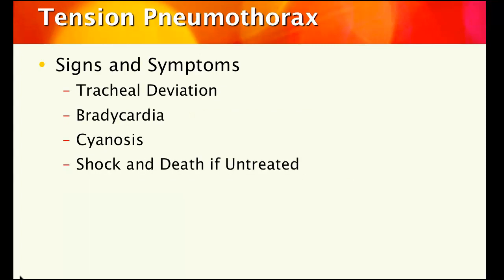And then, like I said, for your tension pneumothorax, because we're dealing with more cardiovascular compromise, you're going to see late signs of deterioration like a tracheal deviation, which means the trachea is not midline like it's supposed to be. They'll have decreased venous return, which will actually slow down that heart rate. So you'll have bradycardia. You can have cyanosis. And if this is not treated, they will go into shock and they will die if you don't get this quickly resolved.